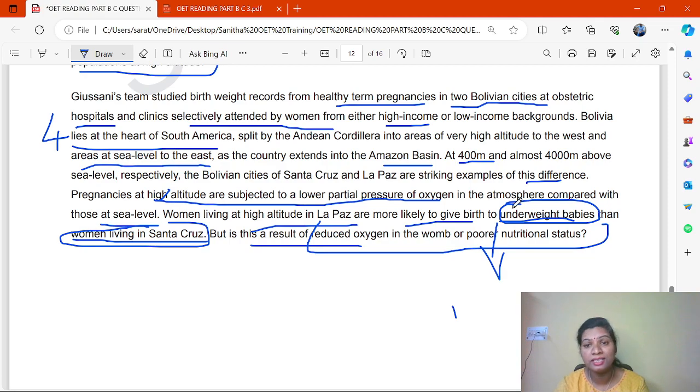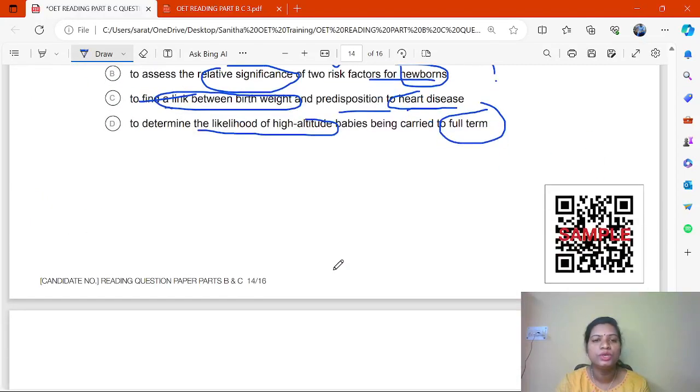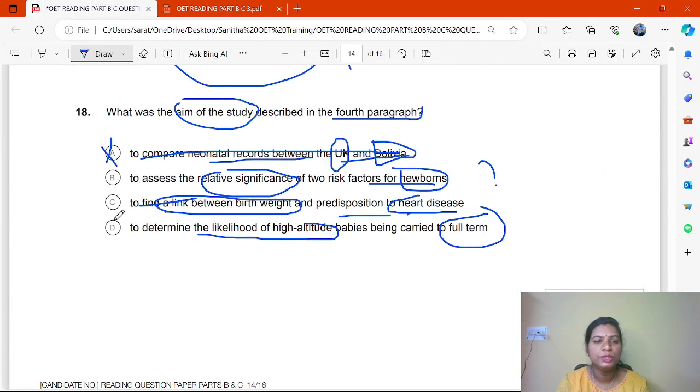Okay, they are saying underweight babies, so that is also not matching. Then what is the answer? To assess the relative significance of two risk factors for newborns. That is B, the answer.